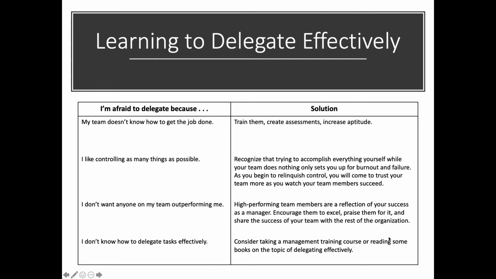Get them trained, create assessments, measure their performance. If they're still substandard, they're not able to complete the assigned tasks, increase their aptitude through more training, more rigor, hire the right people, etc., etc. But you can't just simply not delegate because you don't trust your people. People aren't fully competent.